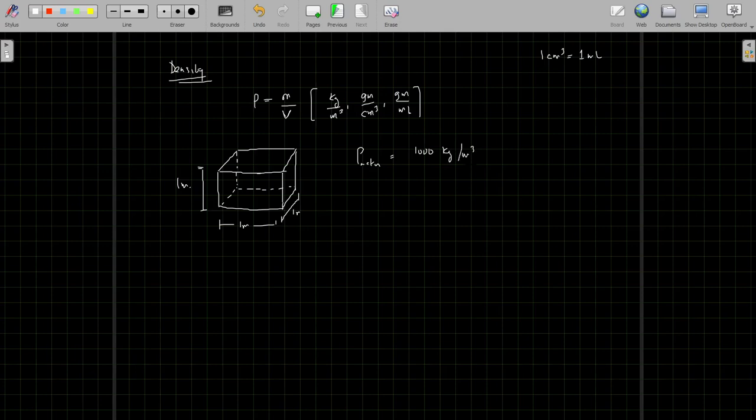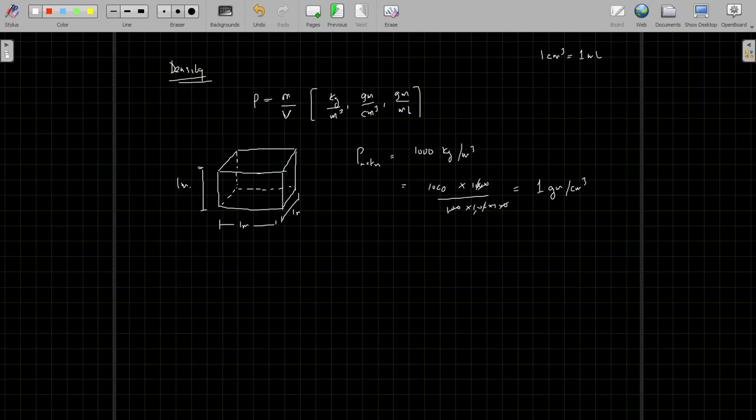So how will you convert this into gram? You can easily convert this: 1000 kg, and 1 kg equals 1000 gram, so again 1000, and 1 meter equals 100 centimeters, so 100 into 100 into 100. So the zeros cancel, and it is actually 1 gram per centimeter cube.